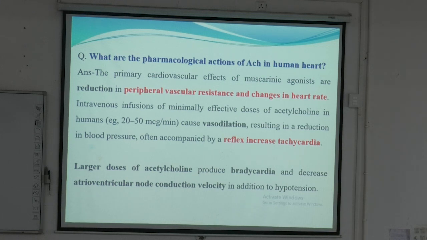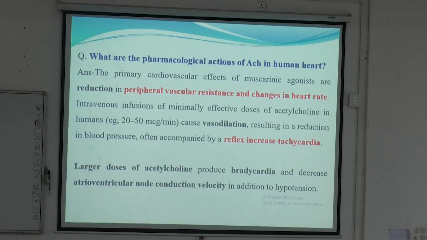This is known as the compensatory sinus tachycardia. This occurs due to the peripheral vasodilation by acting on the M3 receptors. Now, if we give a large dose of acetylcholine, that produces bradycardia because that ultimately acts more on the M2 receptors present in the heart.